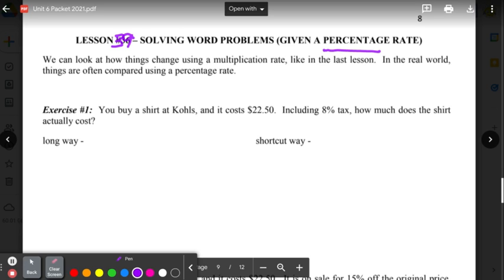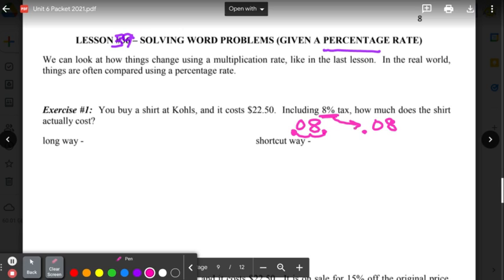See, exercise number 1. You buy a shirt at Kohl's and it costs $22.50. Including 8% tax, how much does that shirt actually cost? So one thing we have to go over before we get into this is 8% is like a description. It's not really a usable number. So to make this a usable number, you have to move the decimal place over 2 spaces. If we have the number 8, there's an invisible decimal place here. To move it 2 spaces to the left, it becomes 0.08. So when we use percents, we have to write it as a decimal. Okay, so 8% becomes 0.08.